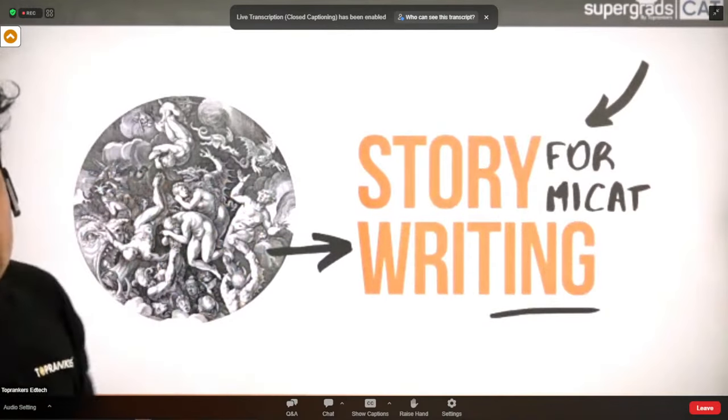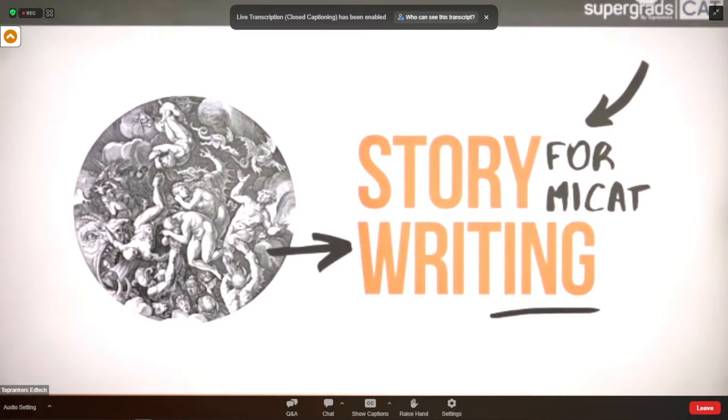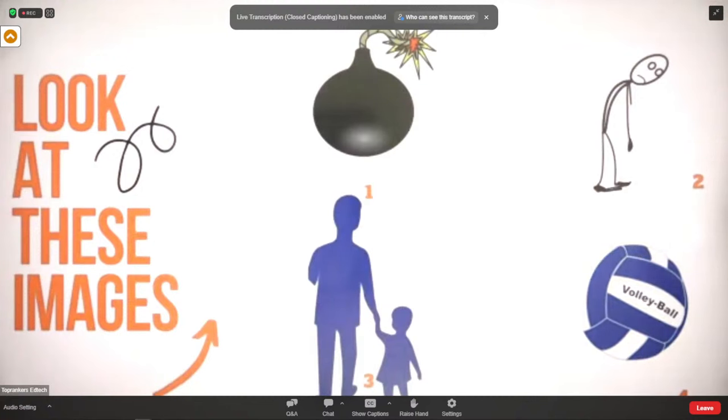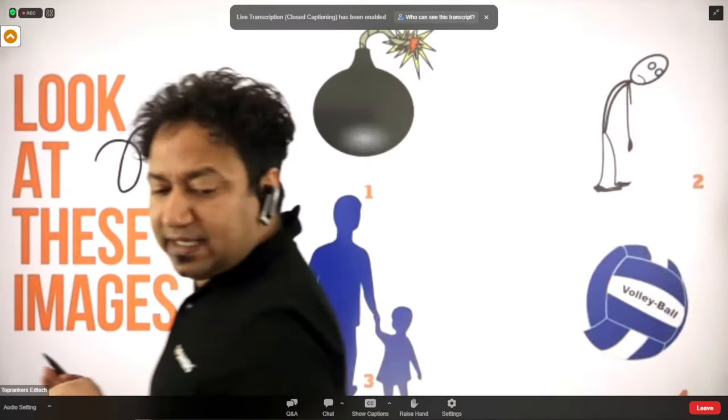Now coming to story writing. So what happens here? You will be given a few pictures. I've given you a few pictures, and I would like all of you to watch these pictures for a minute or two. I have named them 1, 2, 3, 4. So what has to be done over here?